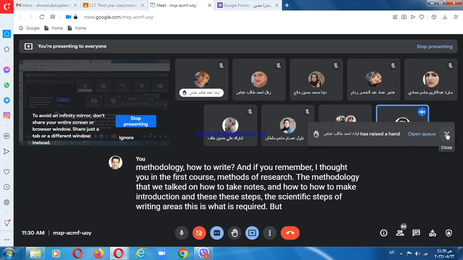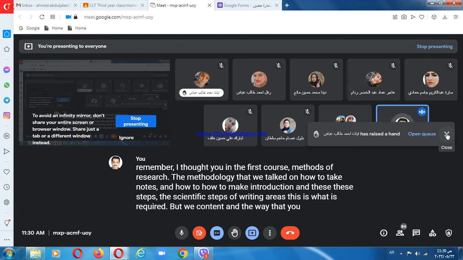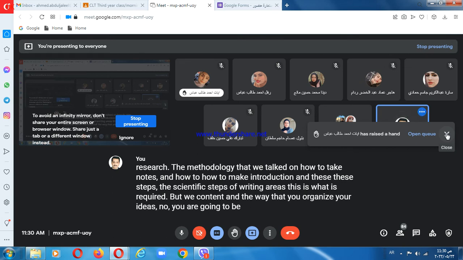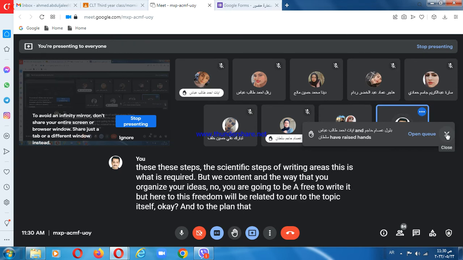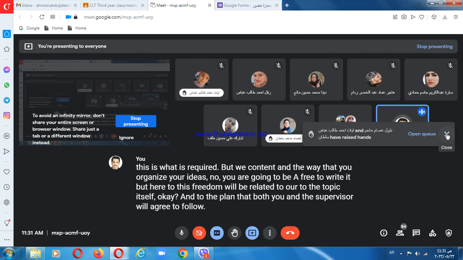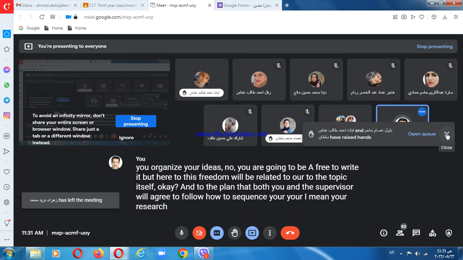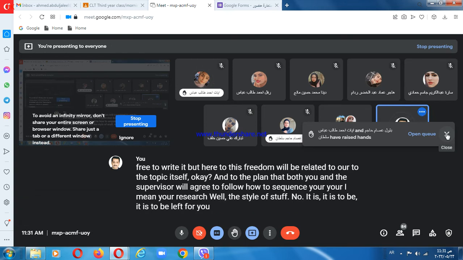But the content, the way that you organize your ideas, no, you are going to be free to write it. But here, this freedom will be related to what? To the topic itself, and to the plan that both you and the supervisor will agree to follow, how to sequence your research paper. But the style itself is to be left for you.